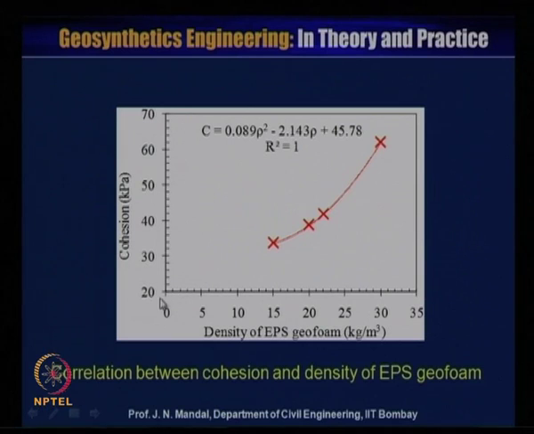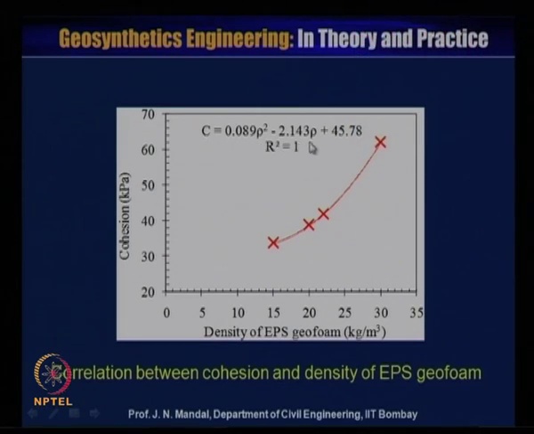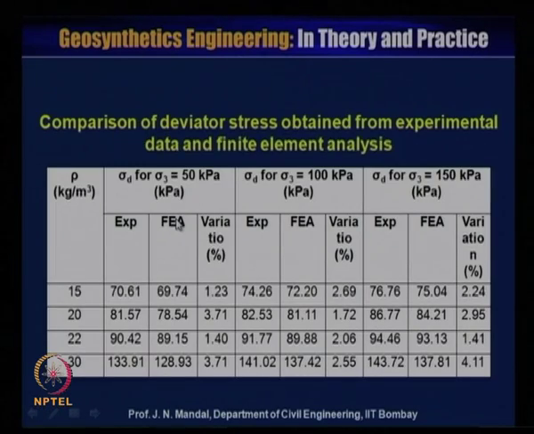This figure shows the correlation between the cohesion and the density of the EPS geofoam, and you can see that as the density of the geofoam is increasing, the cohesion value is also increasing, and you can develop a correlation, that is the equation C is equal to 0.089 rho square minus 2.143 rho plus 45.78, where R square is equal to 1. So if you know the density of the geofoam material, you can directly calculate the cohesion value in terms of kilopascal.